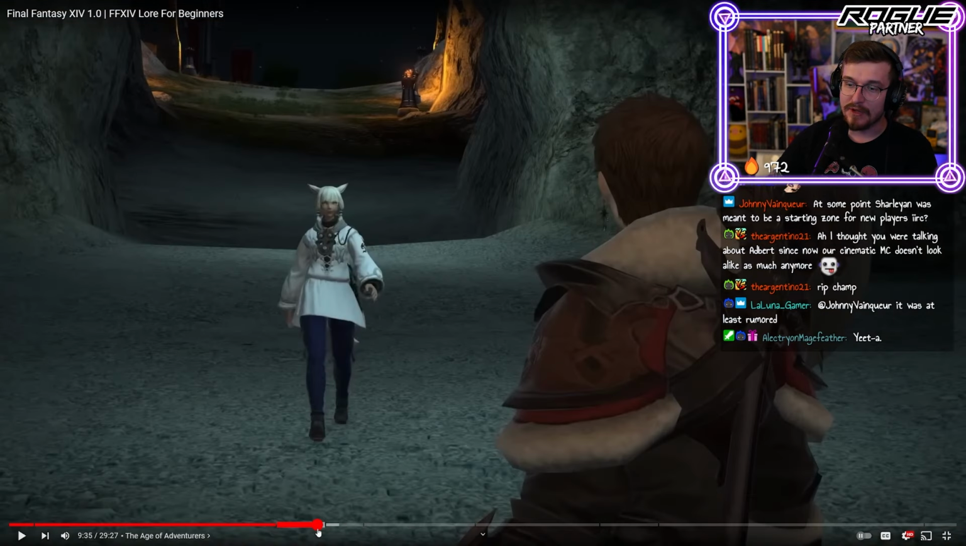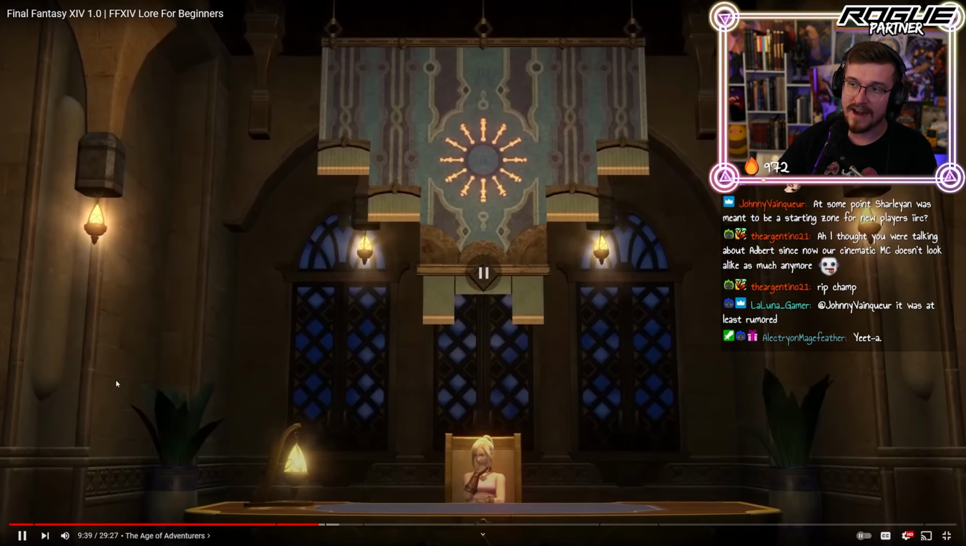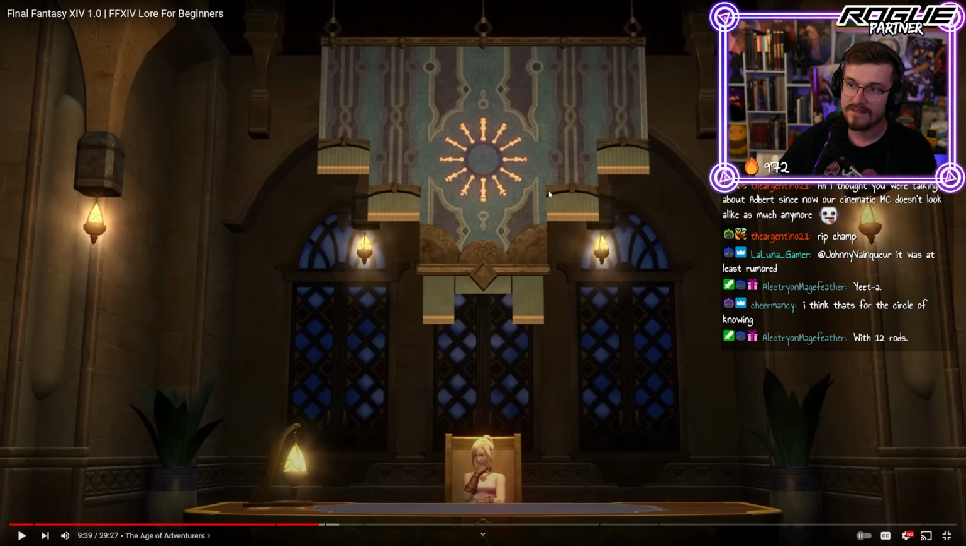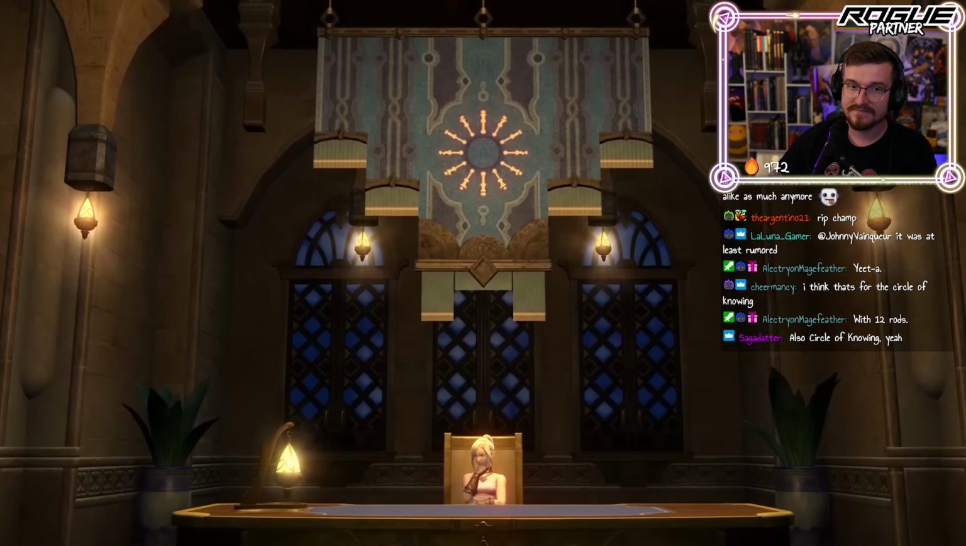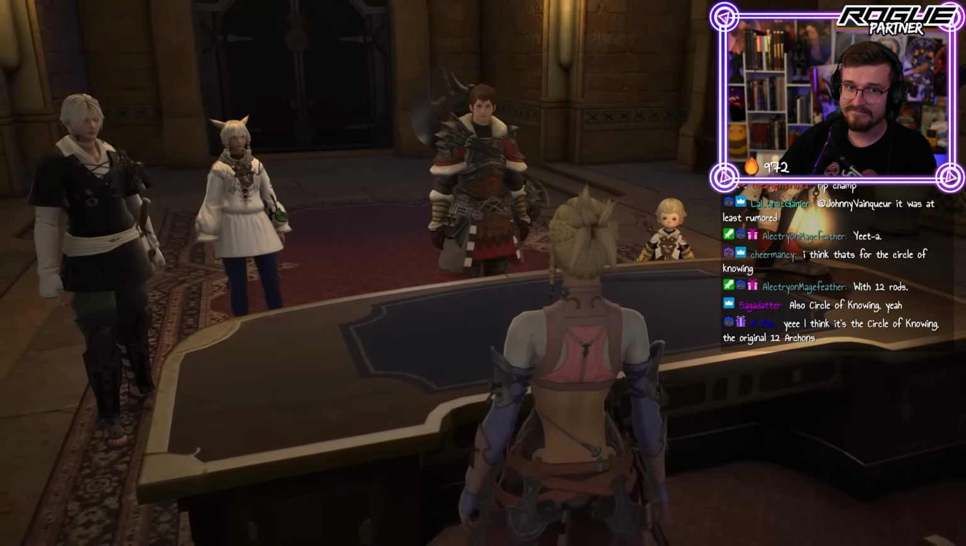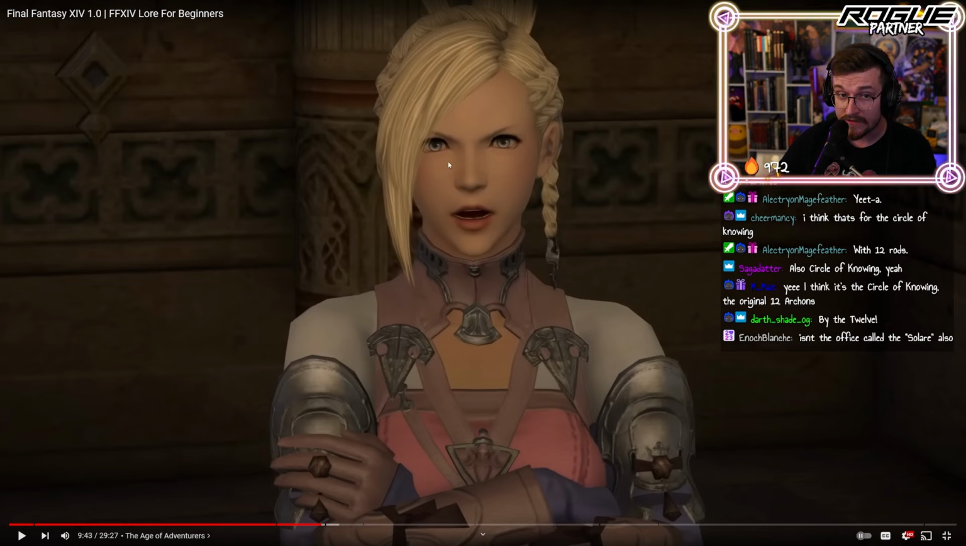I just noticed that symbol up above her head. I know it's the Scions of the Seventh Dawn, but I never noticed that the banner hanging above Minfilia depicts a sun. And it's got 12 rays that come off of it. 1, 2, 3, 4, 5, 6, 7, 8, 9, 10, 11, 12. That's not an accident. It's also the Circle of Knowing symbol. 12, the Archons, it just makes sense.